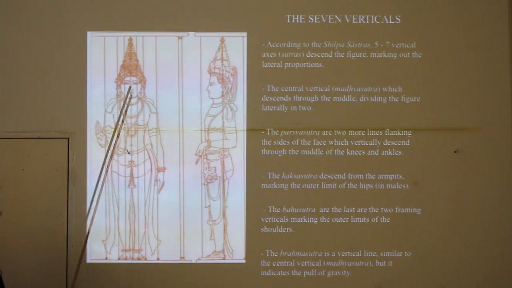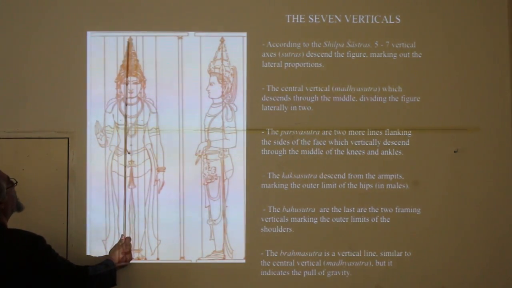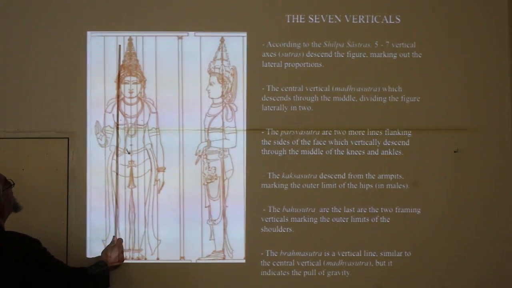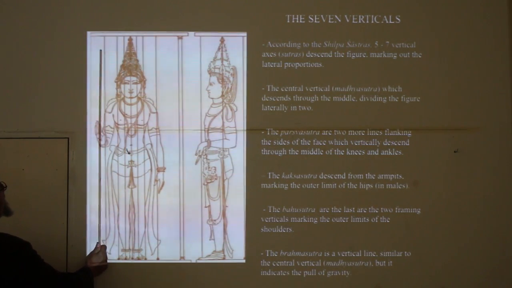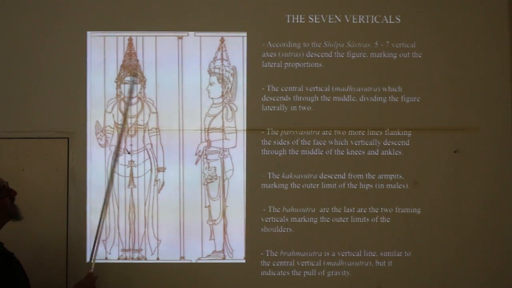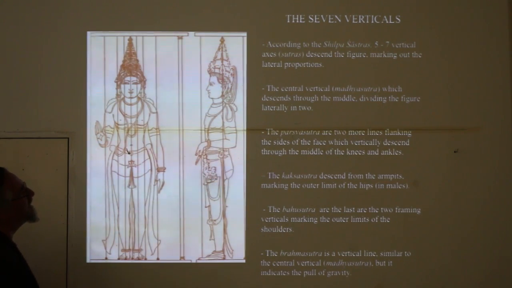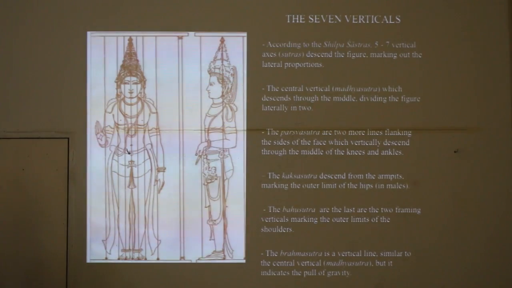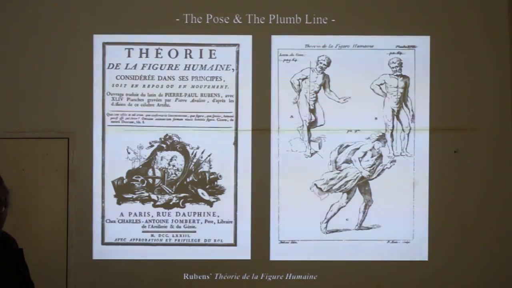Then they add other ones on the outside to define the limits of the face, define the limits of the hips, and define the limits of the shoulders. And each of these has a specific name: the Parsava Sutra, the Kaksa Sutra, and the Bahu Sutra. And so they would use these lateral measures to basically define the figure in its lateral sense.